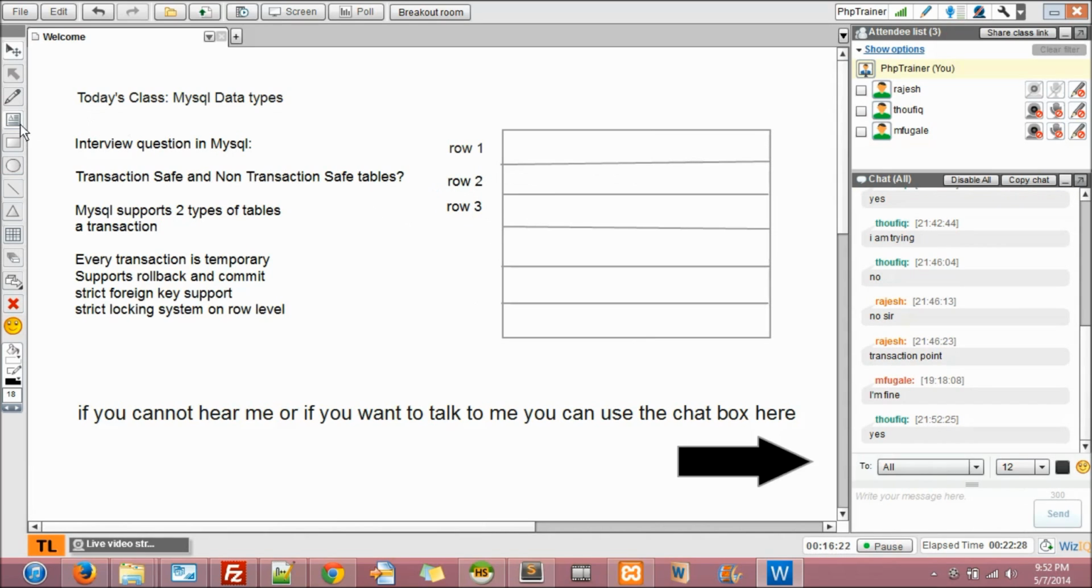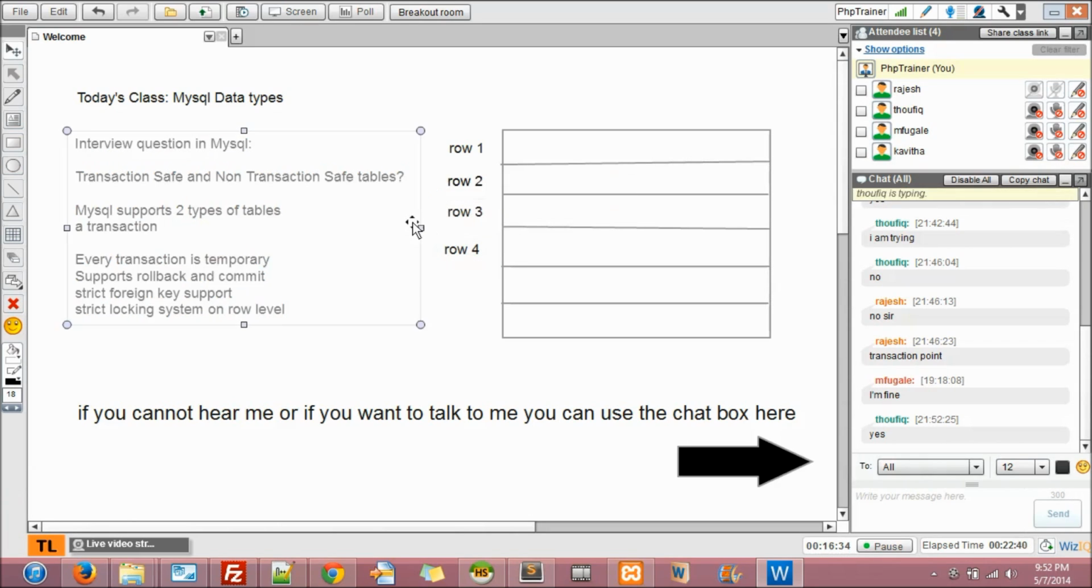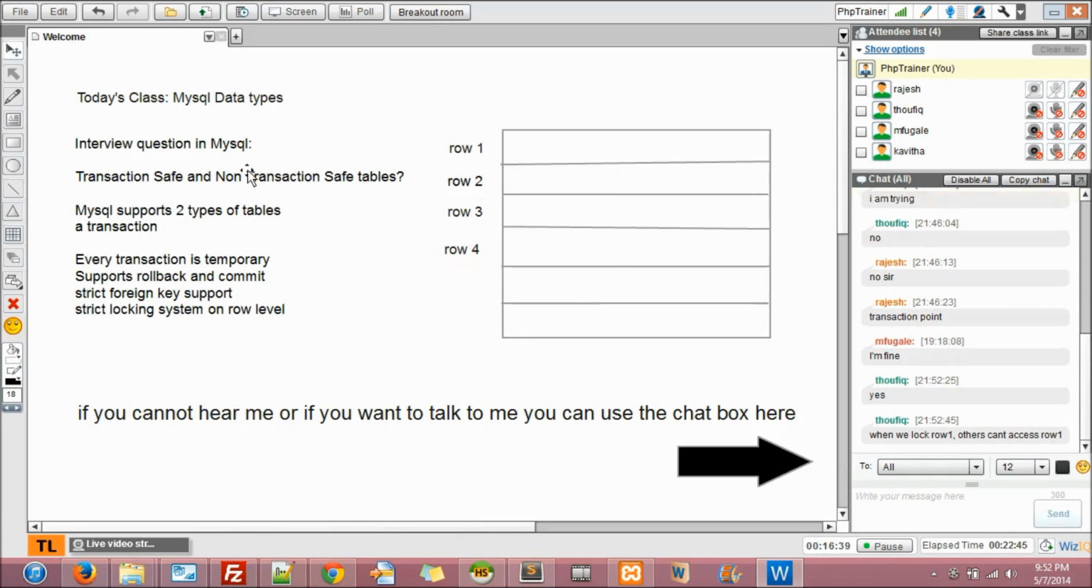Alright. Fugale might be knowing this concept. Anybody else knows this concept? The transaction safe and non-transaction safe tables. Yes, exactly, exactly. It gets locked automatically. That's what transaction safe promises. Yes, you can access row 2.